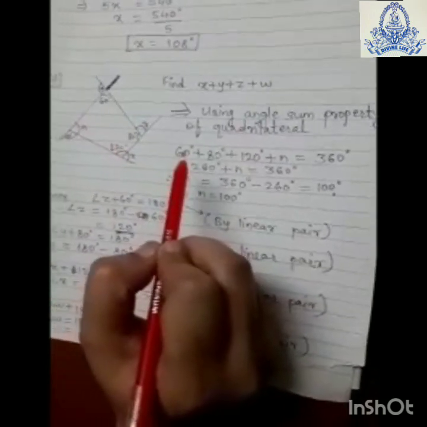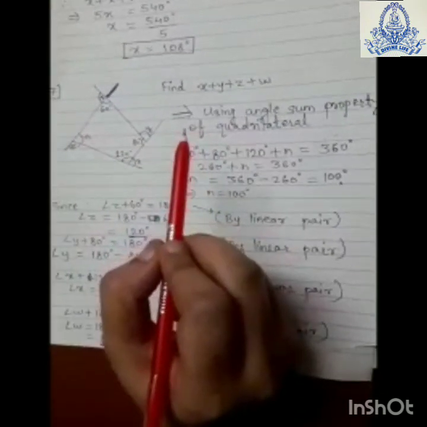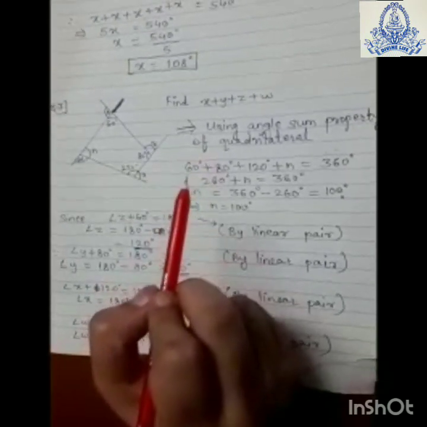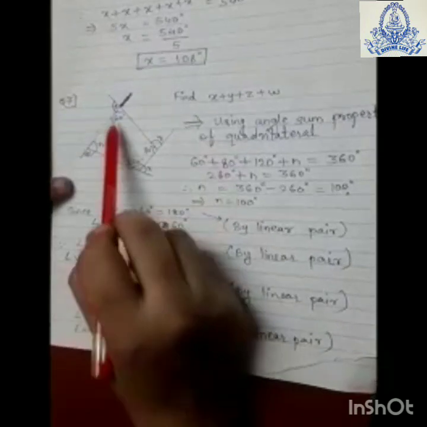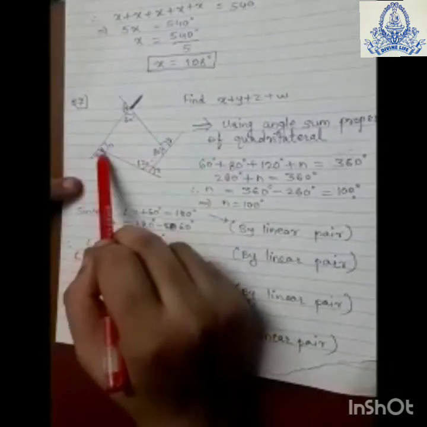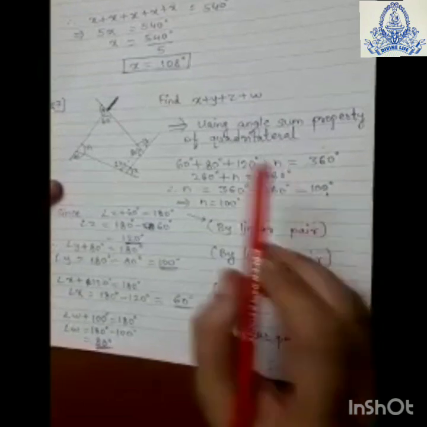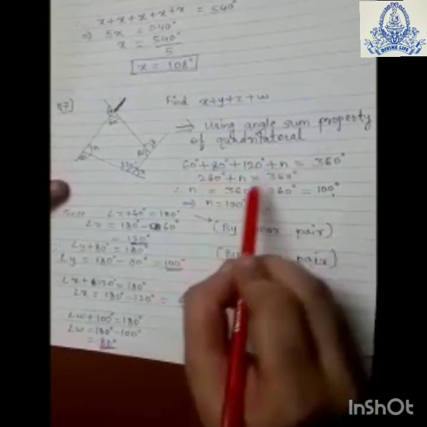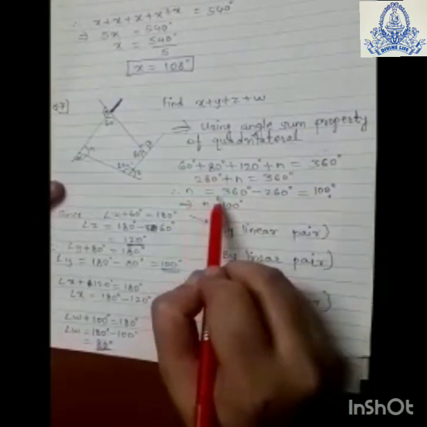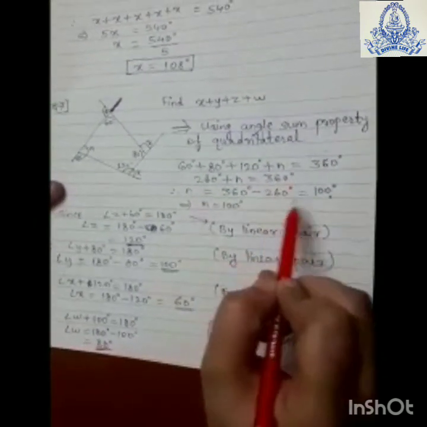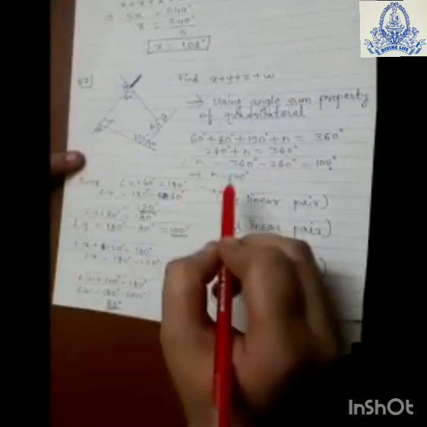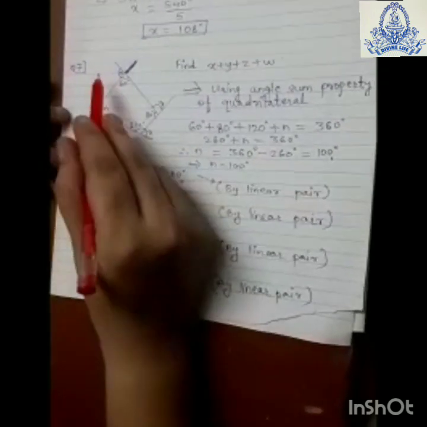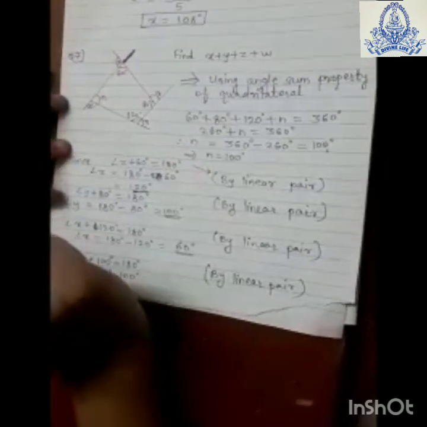So angle sum property of quadrilateral means what? The sum of all the angles of a quadrilateral is equal to 360 degrees. So here, 60 plus 80 plus 120 plus n is equal to 360 degrees. So this 60 plus 80 plus 120 is equal to 260, plus n is equal to 360. So n is equal to 360 minus 260, that gives you 100. So this n is 100 degrees. Okay. Now all angles you are having. Now we have to find x plus y plus z plus w.